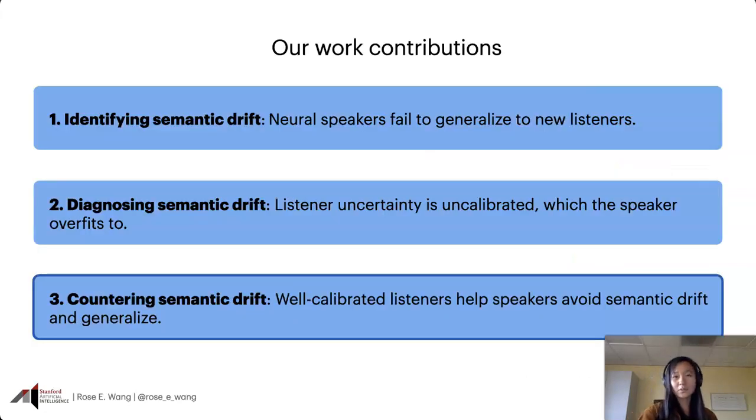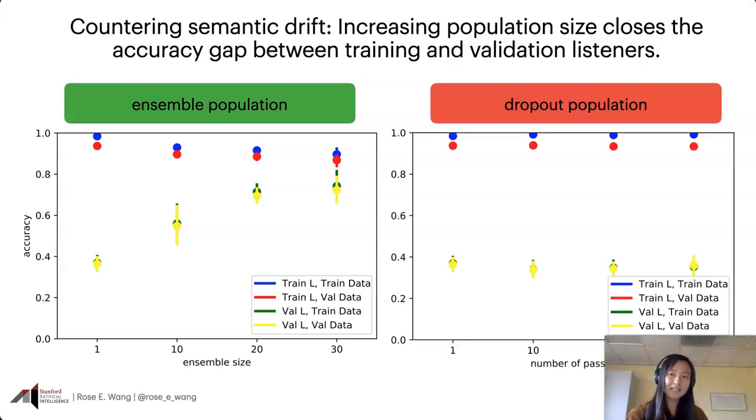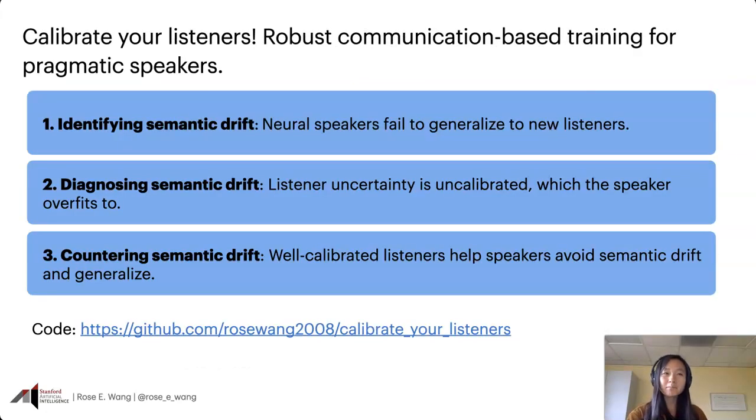Given this observation, we now test whether we can counter semantic drift using well-calibrated listeners. We show that this is indeed the case. In one of our experiments where we increase the population size, the speaker generalizes to new contexts and to new listeners. This is, however, not the case for poorly calibrated listeners, such as dropout-based populations.